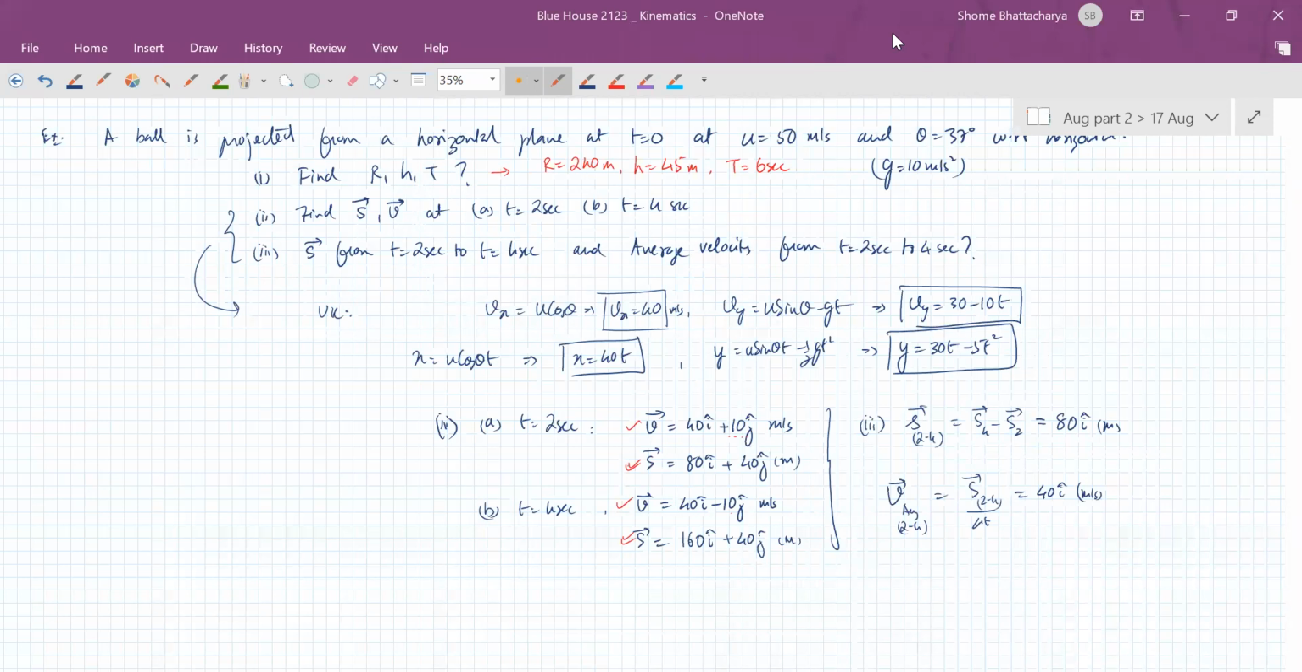Sir, here the last one, the third one, velocity average. Sir, how is the answer 40? See, you have to divide the displacement by the time. So displacement you just wrote in the first part, it's 80 meters along the x-axis. And what is the time between 2 and 4 seconds? It's 2 seconds, no? Yes, sir, but if we do V4 minus V2, meaning velocity at 4 seconds minus velocity at 2 seconds. So that is for average acceleration, beta. Delta V by delta T is average acceleration. But here we are calculating average velocity, na? So that is displacement upon time. Yes, sir, got it.